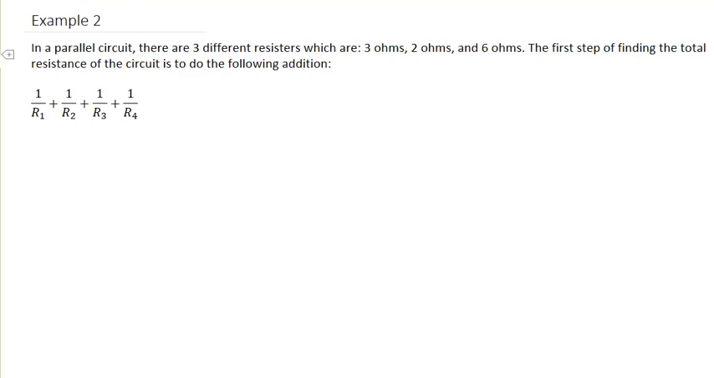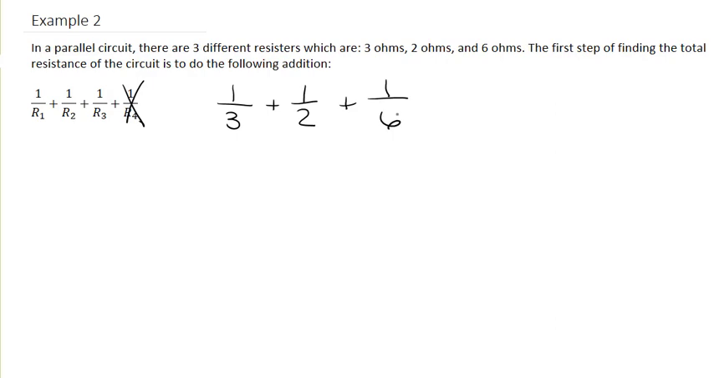Now we have, in another parallel circuit, 3 different resistors. So just go ahead and ignore that one right there, which is 3 ohms, 2 ohms, and 6 ohms. The first step of finding the total resistance of the circuit is to do the following addition. So let's go ahead and rewrite this. So we have 1 over 3 plus 1 over 2 plus 1 over 6.